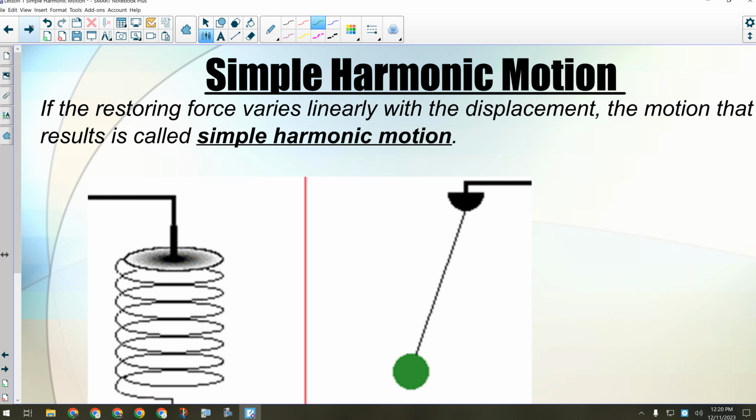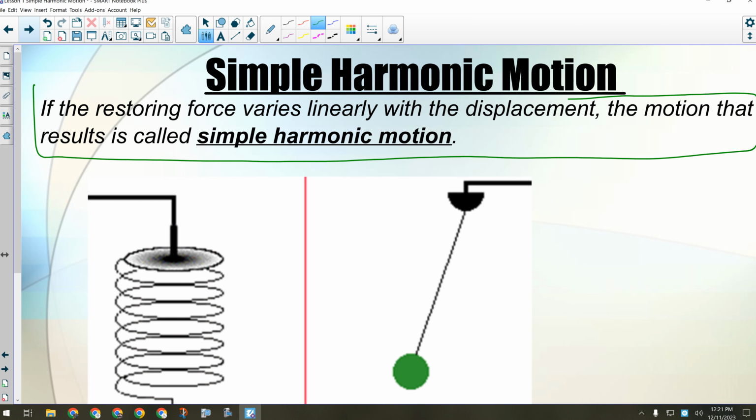Okay, so this sentence right here is super important. It is the basis of all simple harmonic motion. If simple harmonic motion is to occur, the restoring force, that force that's trying to bring the object back to equilibrium, has to vary linearly with displacement. So the further from equilibrium it gets, the harder the restoring force will pull it back to equilibrium.